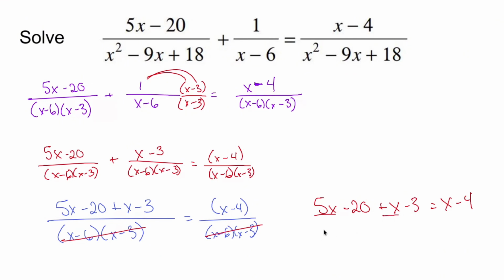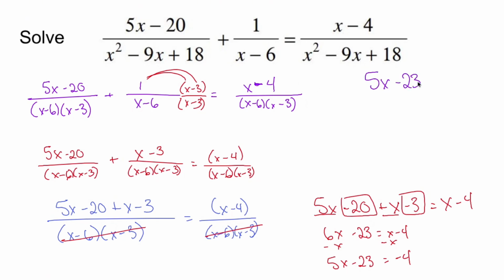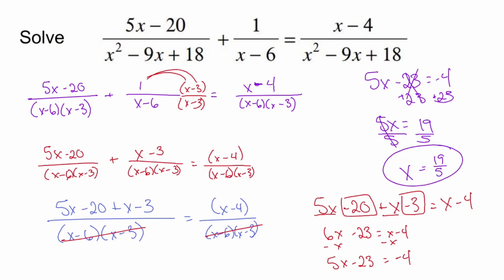Combine these like terms. That gets us 6x, combine these like terms, minus 23 equals x minus 4. Subtract x: 5x minus 23 equals -4. Let's rewrite it up here, which is probably what I should have done in the first place. So I have 5x minus 23 equals -4. Add 23, that gets us 5x equals, what is that, 19? Ugh. Divide both sides by 5. And x equals 19 over 5. Very awful, very gross, very painful, but we're done.